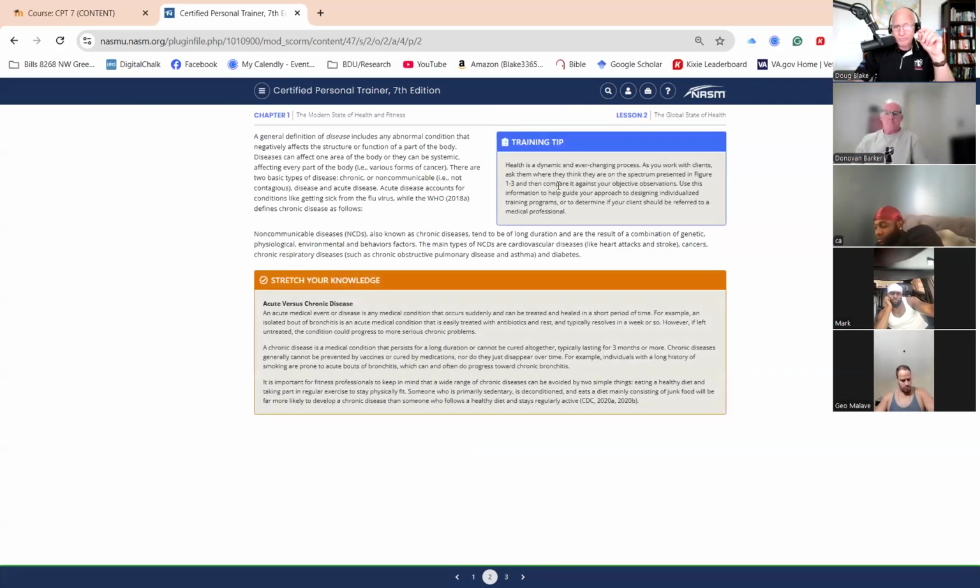So, guys, what I would do also is make sure you're reading all of these little boxes in here, the training tips. Not a bad idea just to read them. It doesn't take you more than a couple of seconds. The Stretch Your Knowledge boxes, I read all of them. They are really helpful. Every time I read those things, they're always helpful to me.